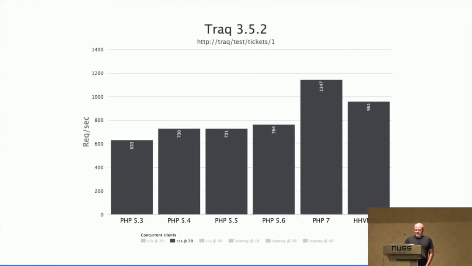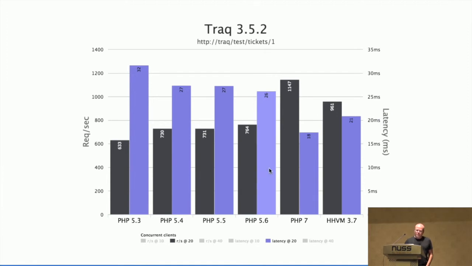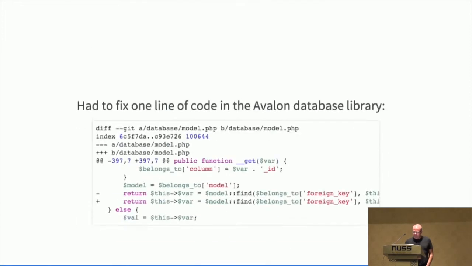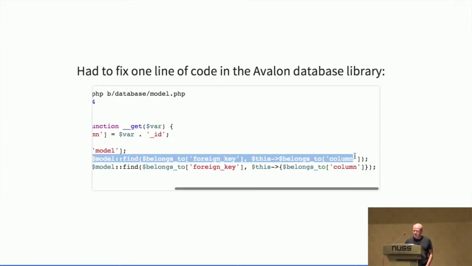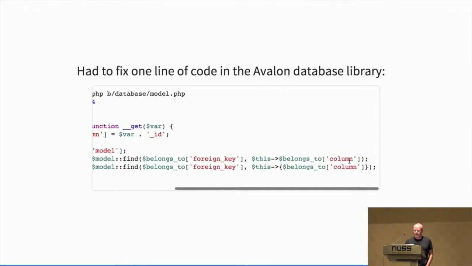Track, this is a ticket tracking system. And again, same sort of pattern that we've seen before. This is one of the only ones that I had to fix to work with PHP 7. They had this code in here. They had this model find belongs to, and this part here, this belongs to column, which is actually the example I pulled out, came out of this track application. All I had to do was add curly braces, and that made the application work.